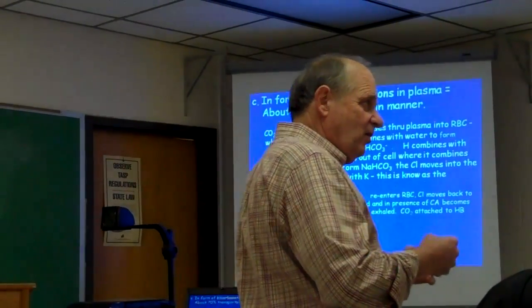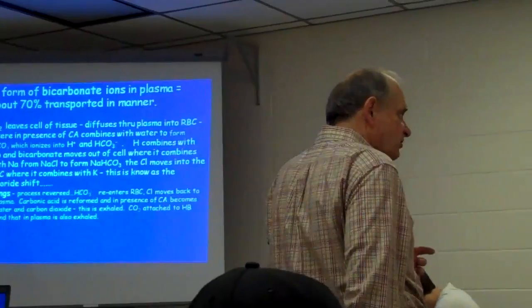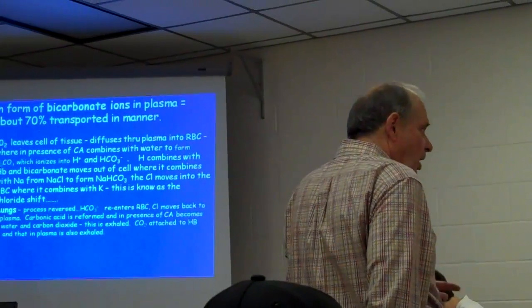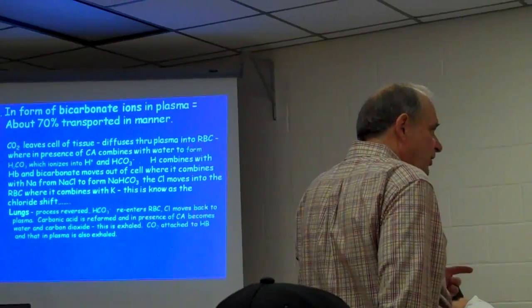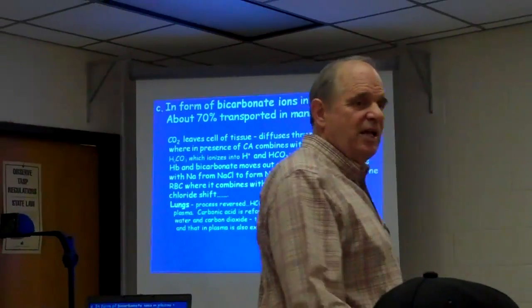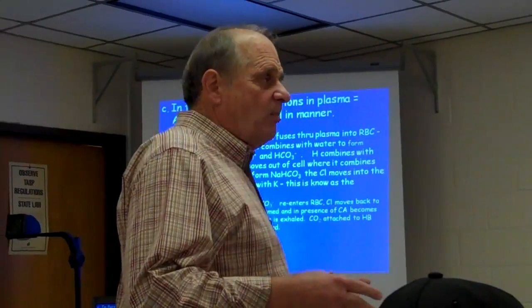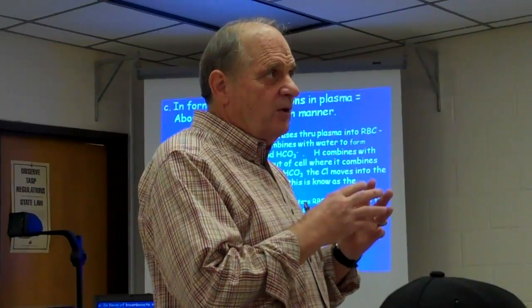Now, at the red blood cell, in the presence of who? This will be on your test. In the presence of who or what causes CO2 to combine with H2O? Carbonic, and good, you said it. Carbonic anhydrase. Carbonic anhydrase causes CO2 plus H2O in the blood cell to form carbonic acid.